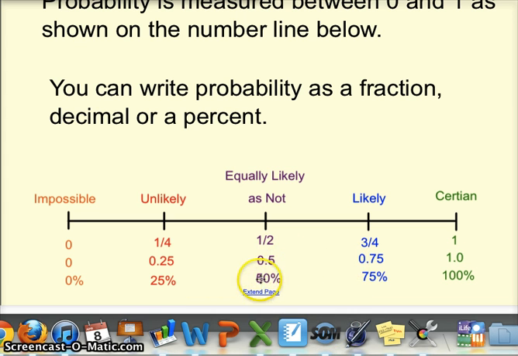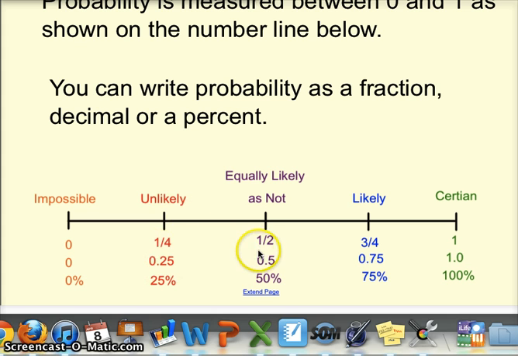Here in the middle, if we have a 50% chance of something happening, or 0.5, it means that it's equally likely as not. So one of the examples that you'll see a lot is tossing a coin. If you have a coin and on one side there's heads and on the other side there's tails, there's an equally likely chance that you could land on heads or tails.